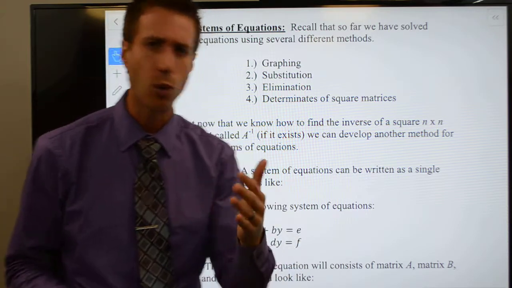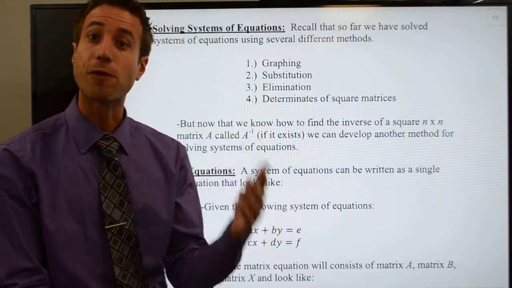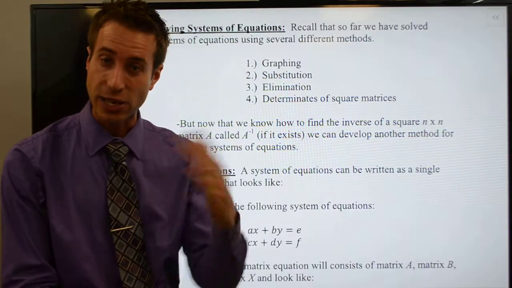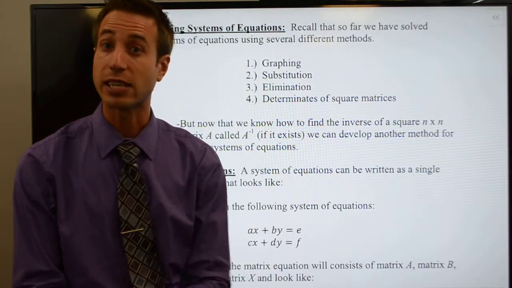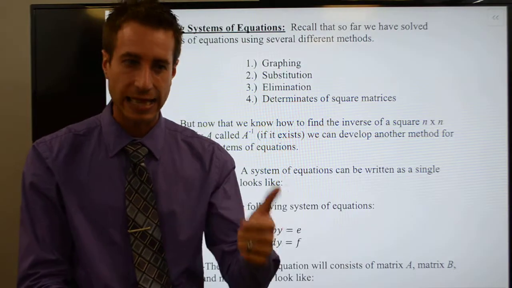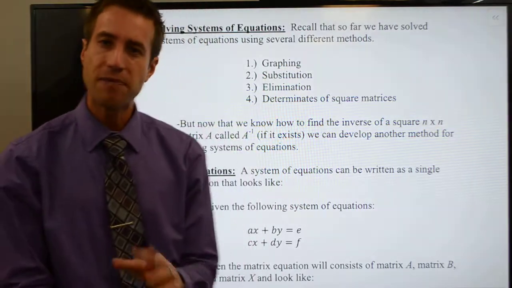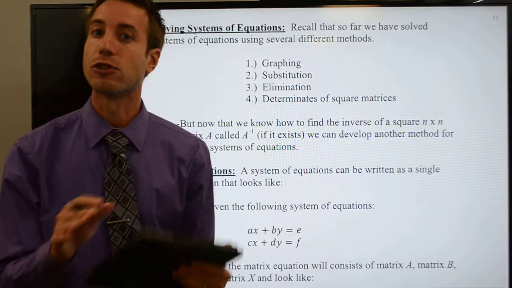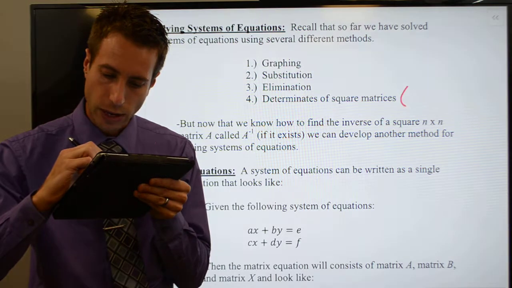But let me quickly review what we've done so far in this chapter, because this has been a big chapter for us. We started off in the first 4 sections going through graphing, substitution, and elimination as methods for solving systems of equations. We then jumped into sections 5 and 6 where we were introduced to matrices and adding them, subtracting them, scalar multiplication, multiplying matrices, all kinds of really good stuff. And then we looked at Cramer's Rule, the determinants of square matrices for solving systems of equations. This is just a fancy way of saying Cramer's Rule.